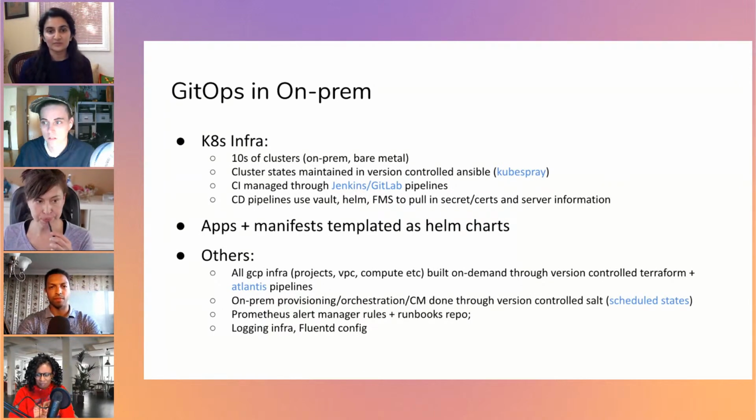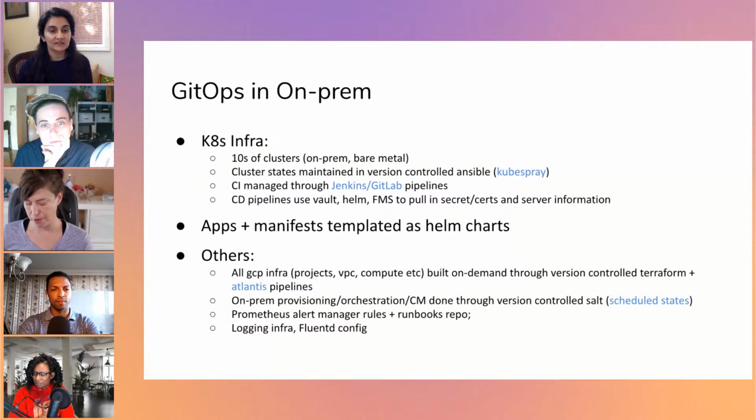CI, I'd say, would be pretty standard for both environments, on-prem and the cloud. So basically, Jenkins and GitLab and CircleCI are the popular choices here. The Kubernetes CD pipelines that I was using at the time were configured to use Vault and Helm, and we had an internal fact management system to pull in secrets and server information for deployments during build.